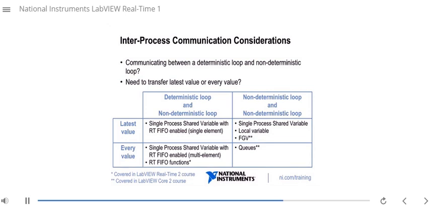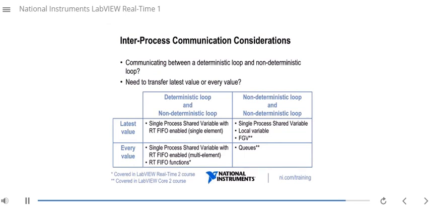As you can see with the asterisks, some of these we don't go into detail for this particular course, but some of them are going to be covered more in the LabVIEW Real-Time 2 course, and also queues are covered in the LabVIEW Core 2 course. So in the first part of this lesson, we're going to talk about the deterministic loop and non-deterministic loop piece. So we're going to talk about the left side of this diagram. And then in the second half of this lesson, we'll talk about the non-deterministic loop to non-deterministic loop for the right side of this diagram.